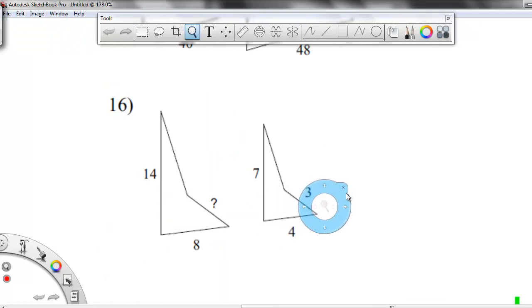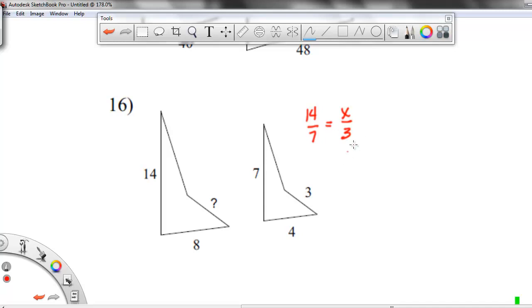Okay, let's take a look at problem 16. It's kind of a different one. Here we're just supposed to solve for the missing side. So 14 will correspond to 7, so I'll write 14 divided by 7. And then we have to find the missing side here, so the x will be on top, and then 3 will be on the bottom.